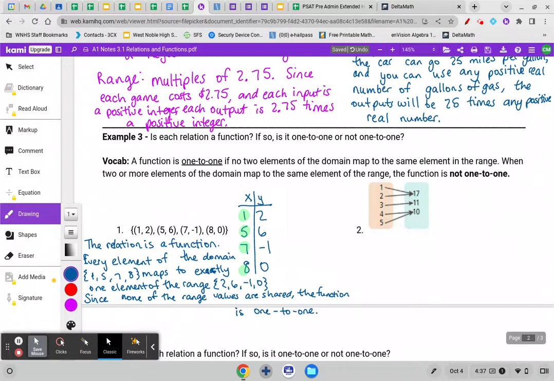Okay, so if we look at the next one, it's very similar. You can go ahead and make an XY chart if you want. We know 1 goes to 17. We know 2 also goes to 17. We know 3 goes to 11. 4 goes to 10. And 5 goes to 10. So first things first, you want to see if there is any x values that are repeated. I know there is not. 1, 2, 3, 4, and 5 are all different. So the relation is a function.